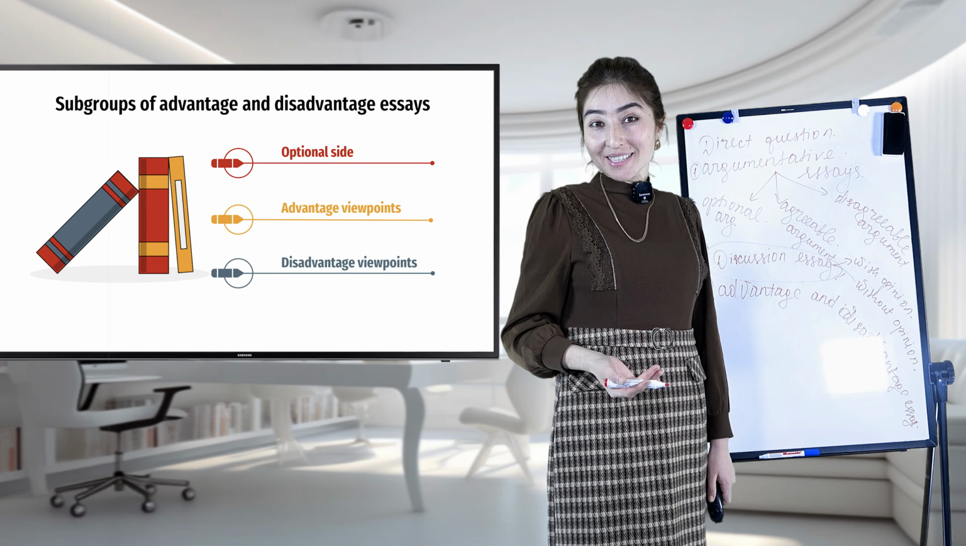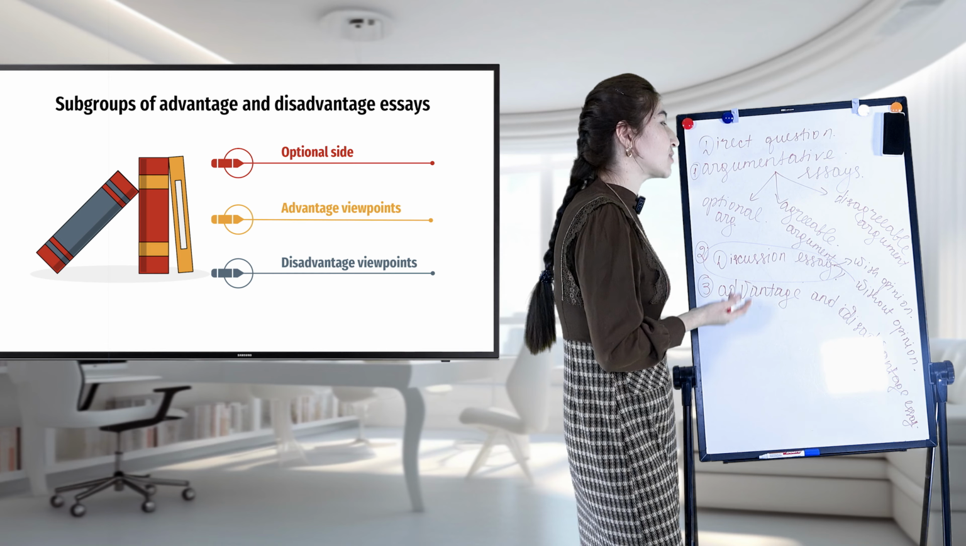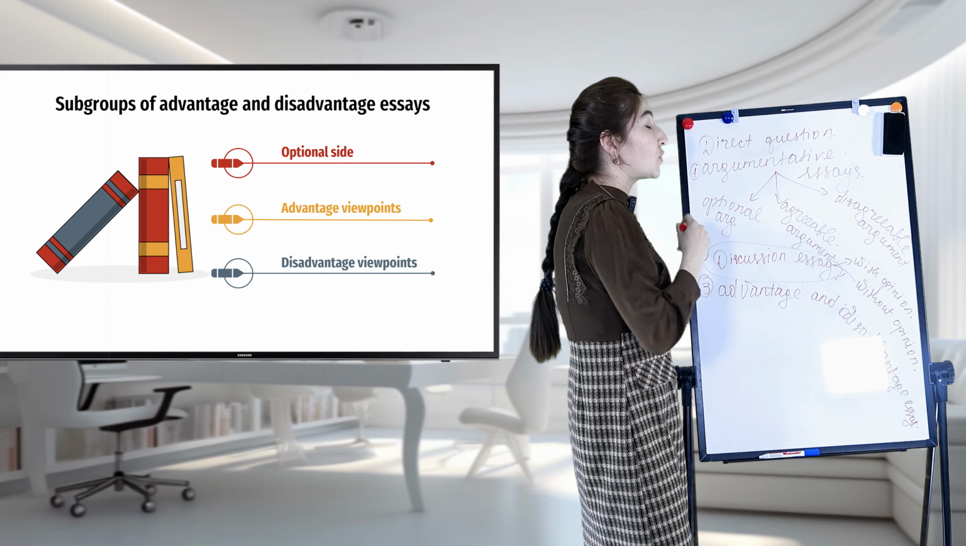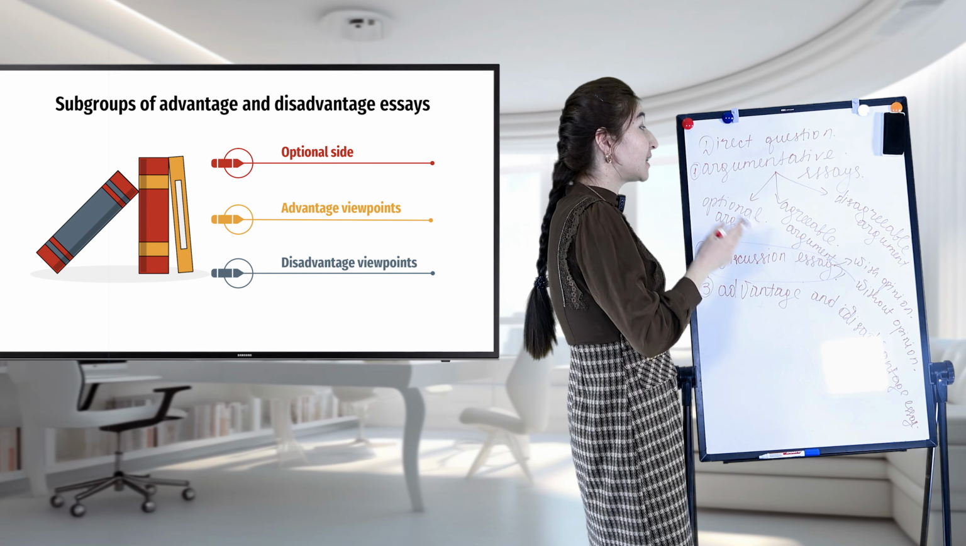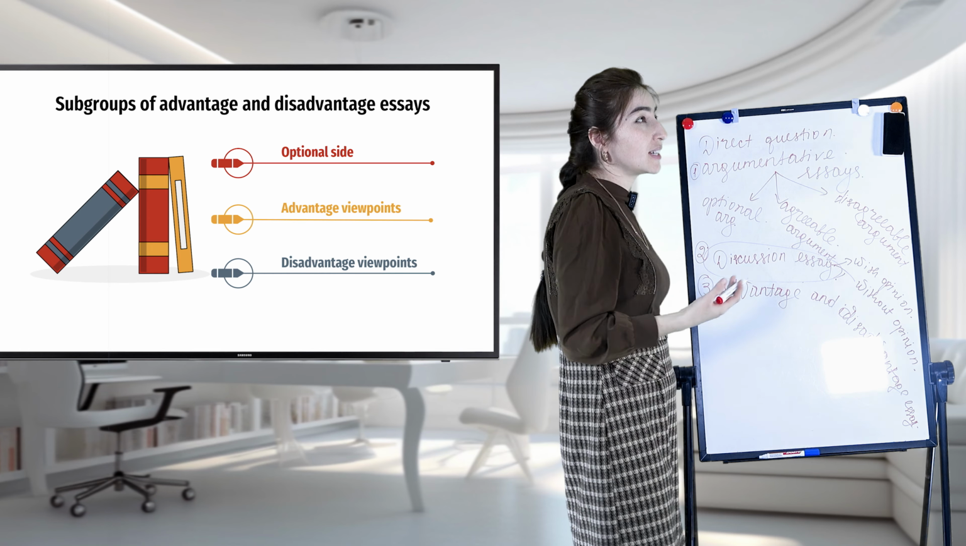Here, how can we differentiate its type? Even though the advantage and disadvantage essay looks like a strategy of the argumentative essay, in an argumentative essay you will present your agreement or your disagreement. But in an advantage and disadvantage essay, you will analyze just the good and bad points of something.